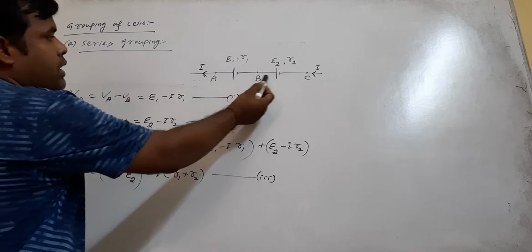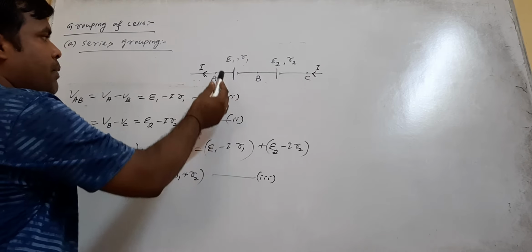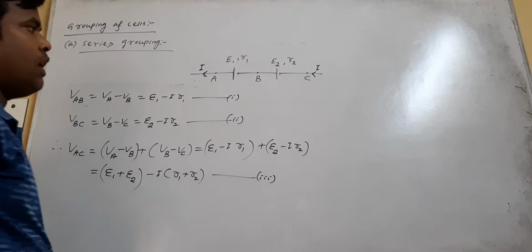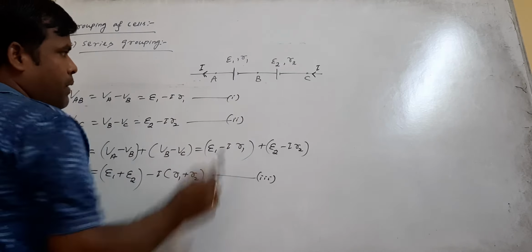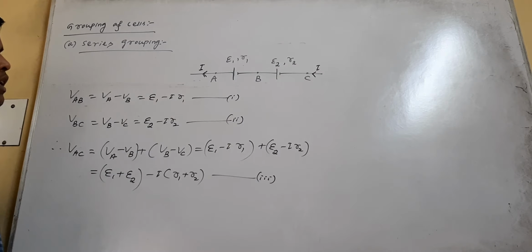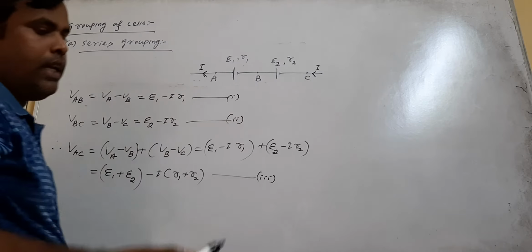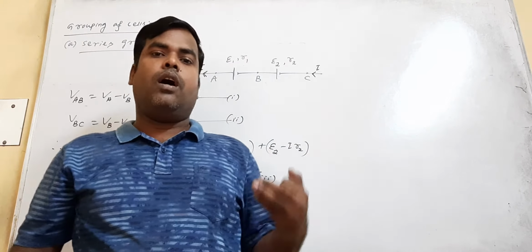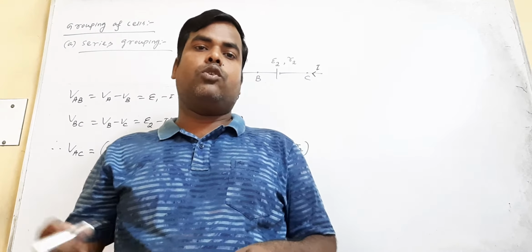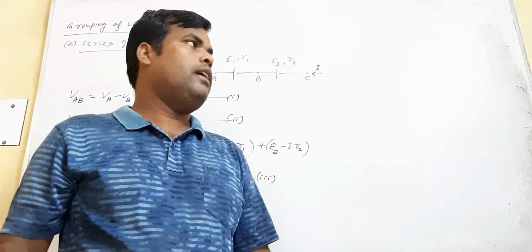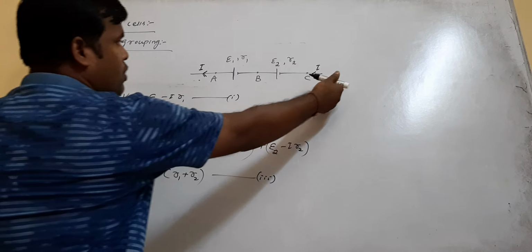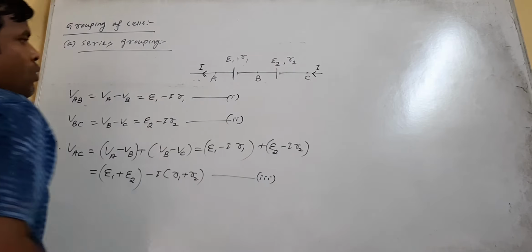Here you have two cells. First cell has EMF E1, internal resistance R1. Second cell has EMF E2, internal resistance R2. You see here they are connected in series, that is end-to-end connection. Let I be the current coming from the combination, and you know, if I is the current coming from the positive terminal of a cell, then the same current I is going to the negative terminal of this cell. So you see here the same I is going to the combination through C.